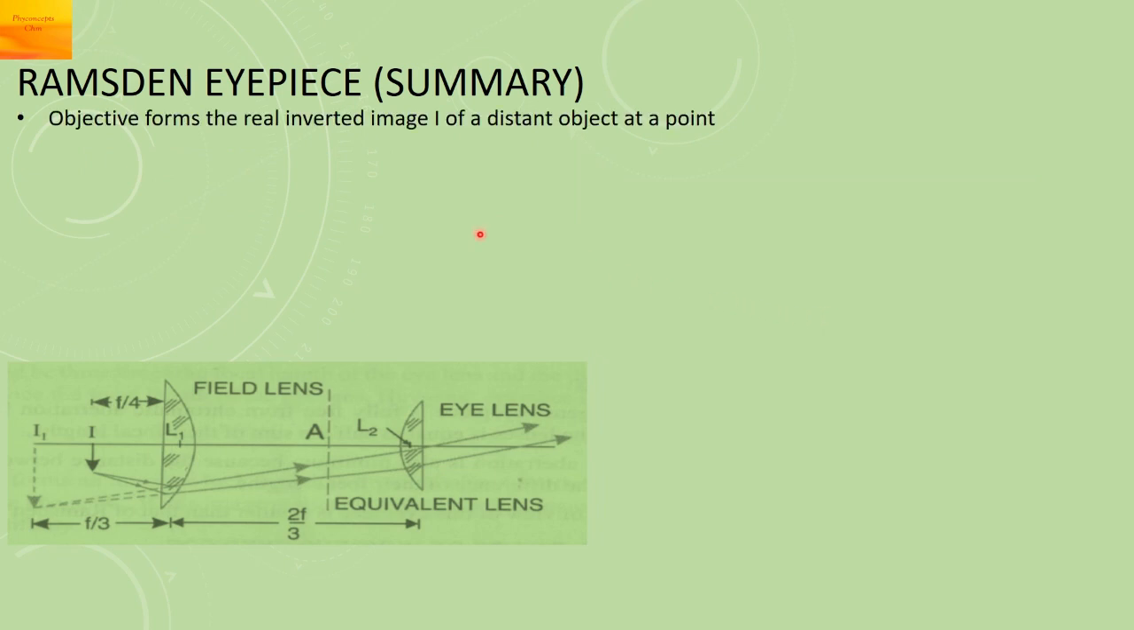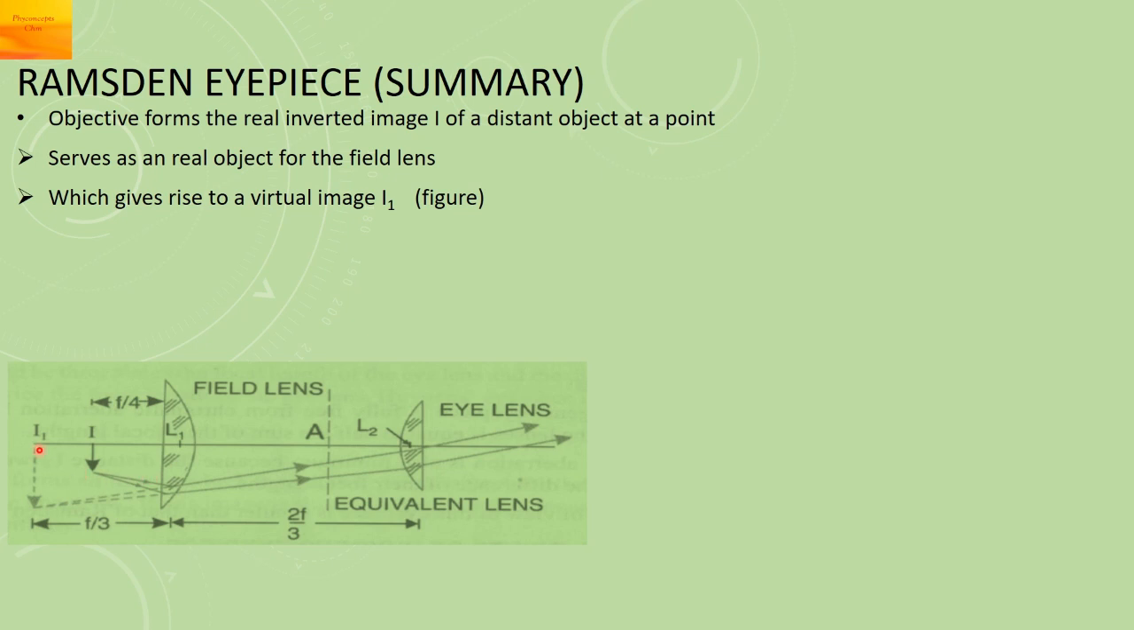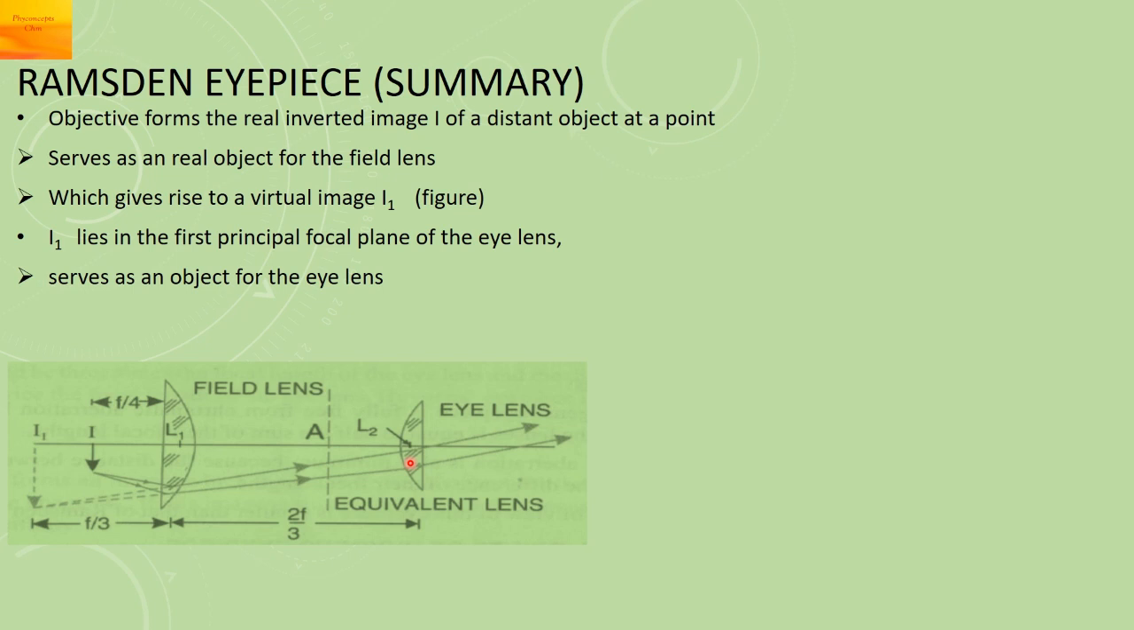So we'll just summarize what we have seen. The objective forms the real inverted image of a distant object, which is not shown in the diagram, at this point, which will serve as a real object for this field lens, which will give rise to a virtual image I1. I1 lies in the first principal focal plane of this eye lens. So it will serve as an object for this eye lens, and it will give a final image at infinity.